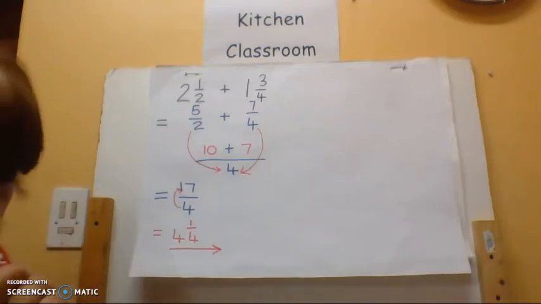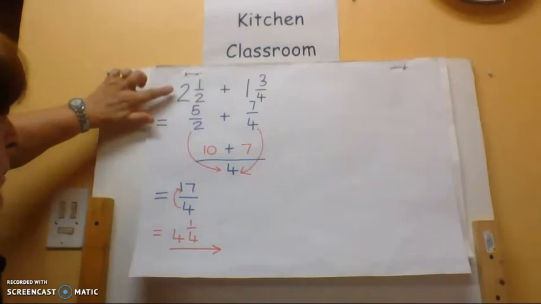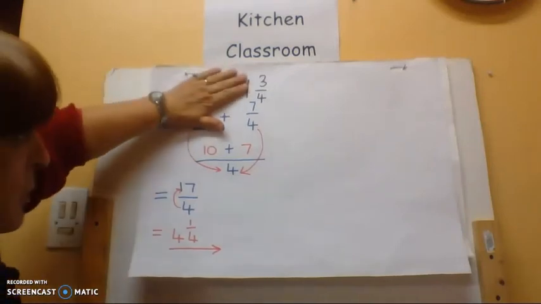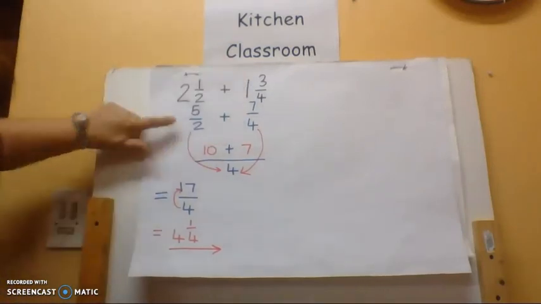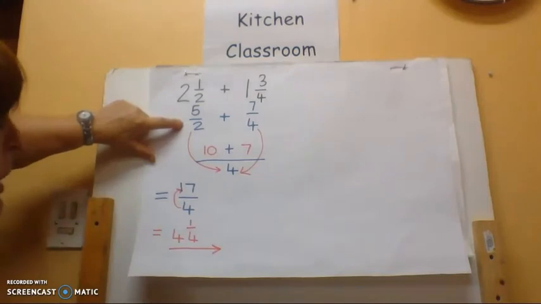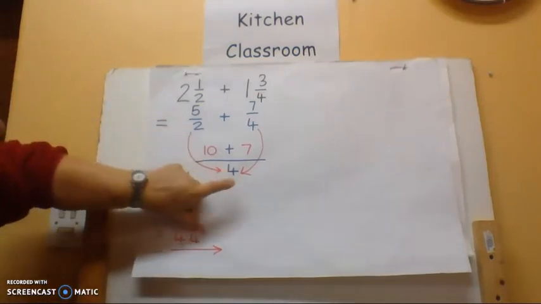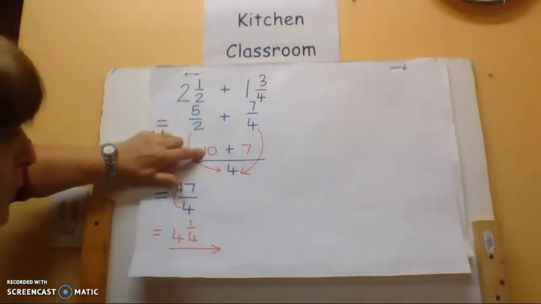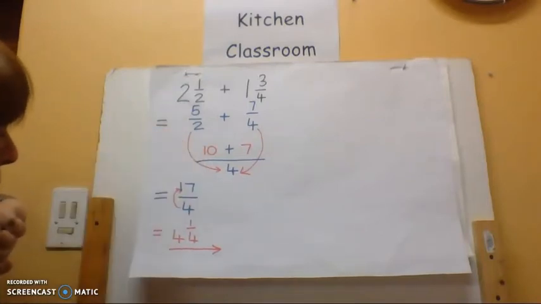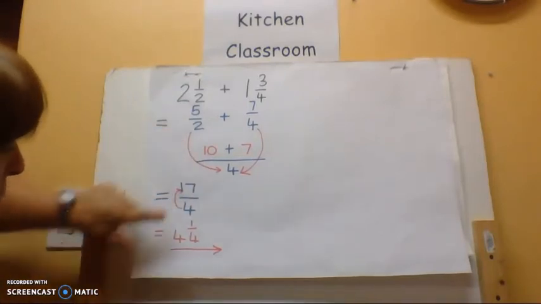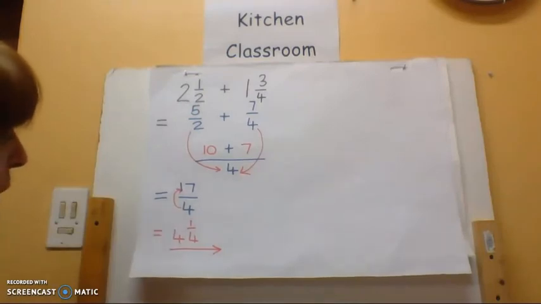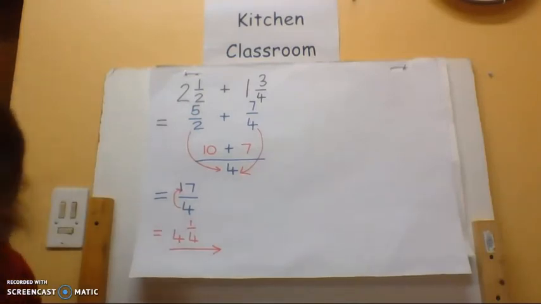Alright, let's go back step by step again. We had 2 1/2 plus 1 3/4. Step 1 said we change them both into improper fractions. Then we find our lowest common denominator. Then we change them both into equivalent fractions with the same denominator. And then we add our numerators. We're left with an improper fraction, which we change into a mixed number. Let's have a look at the next one.